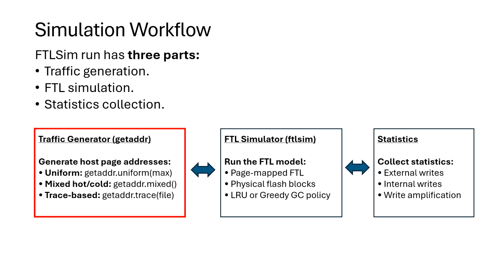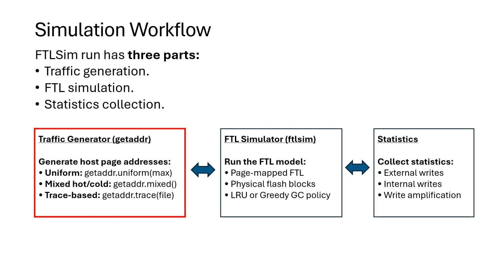Now this is the flow of how we can write a basic Python code to run a simulation. The first thing we have to do is traffic generation. Traffic generation means the request generation from the host to the SSD. We can generate this traffic in three different ways.